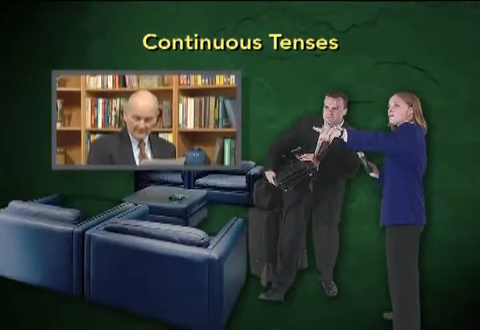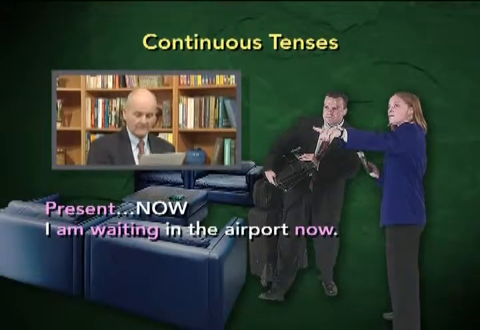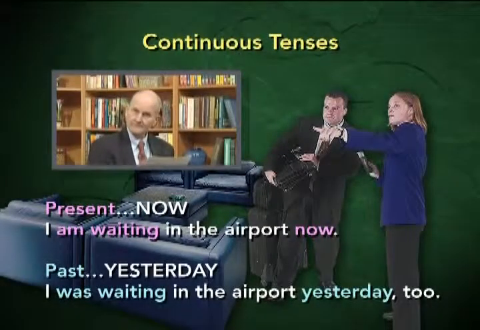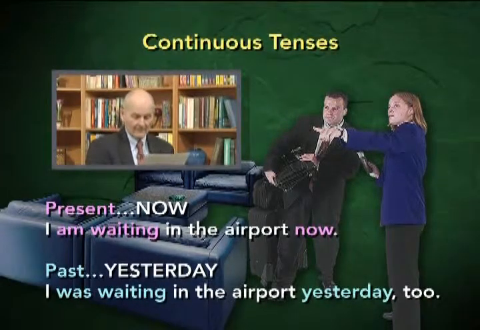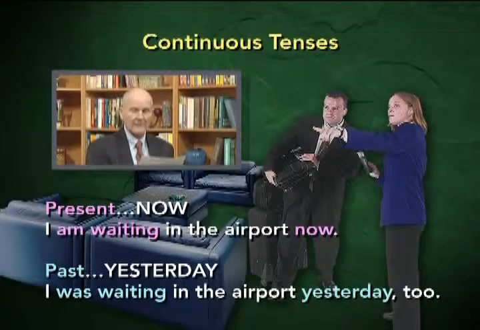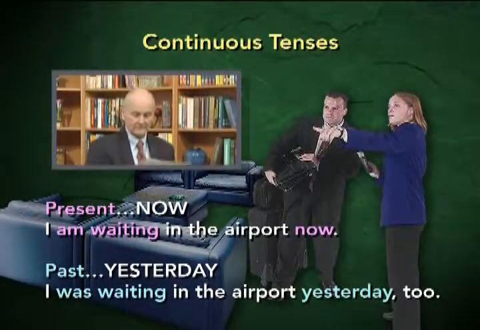Look at this graphic. Continuous tenses, present, now. I am waiting in the airport now. Past, yesterday. I was waiting in the airport yesterday, too. As I said, it is an easily formed verb tense. In the case of the past continuous tense, the past be verb forms are used.